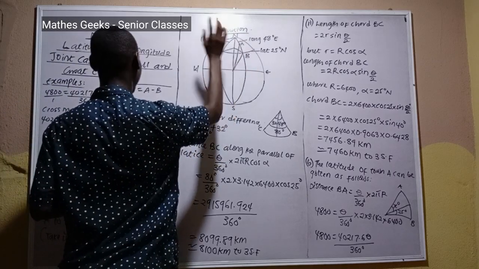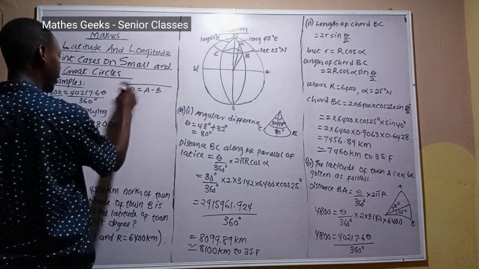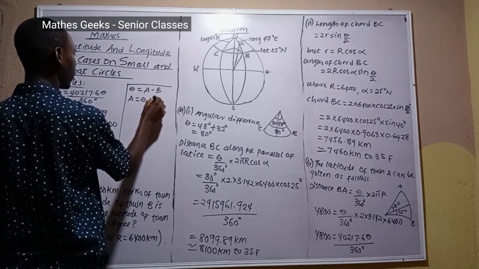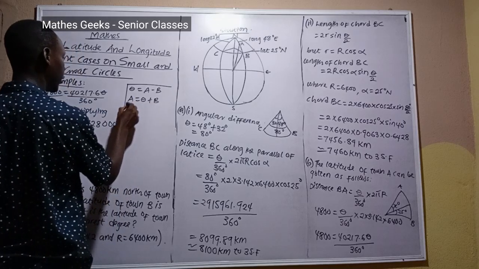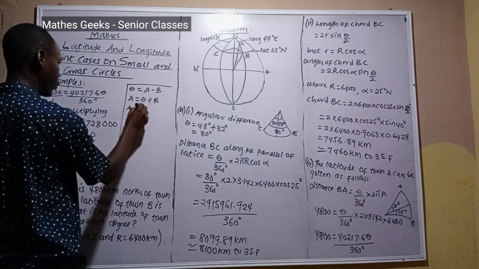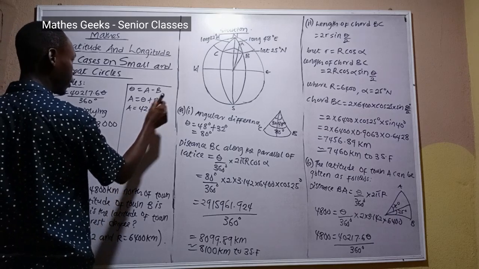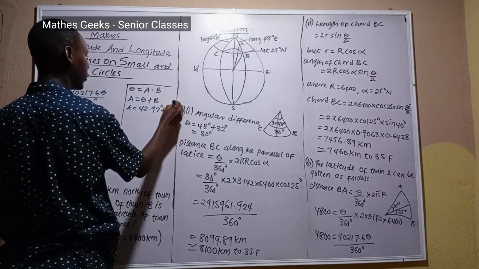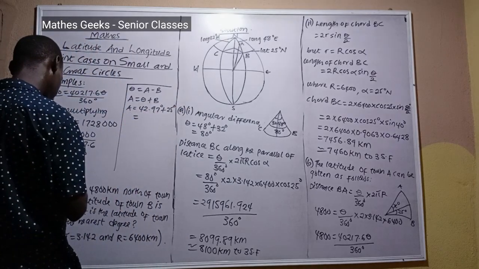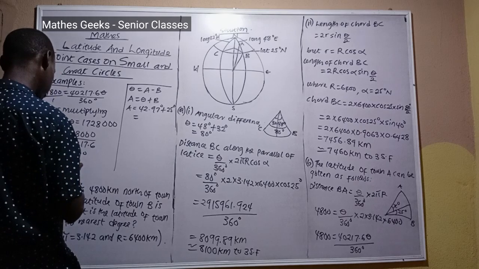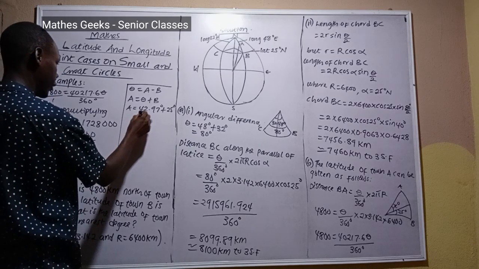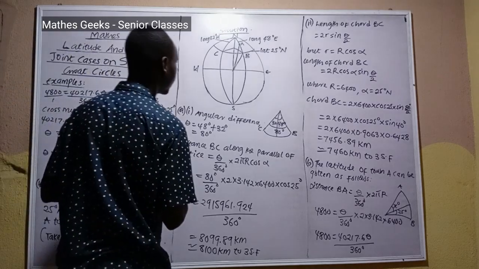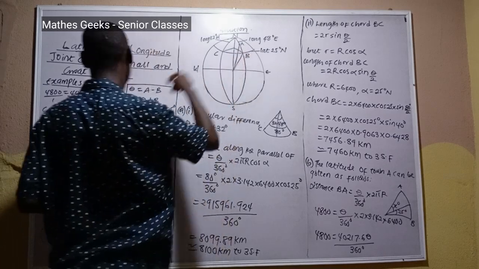So the first way we can go about it is to make A the subject of the formula, the latitude of A, and this will become theta plus B. So A is equal to theta, which is 42.97 degrees, plus latitude B, which is 25 degrees. So 42.97 plus 25 is 67.97 degrees.